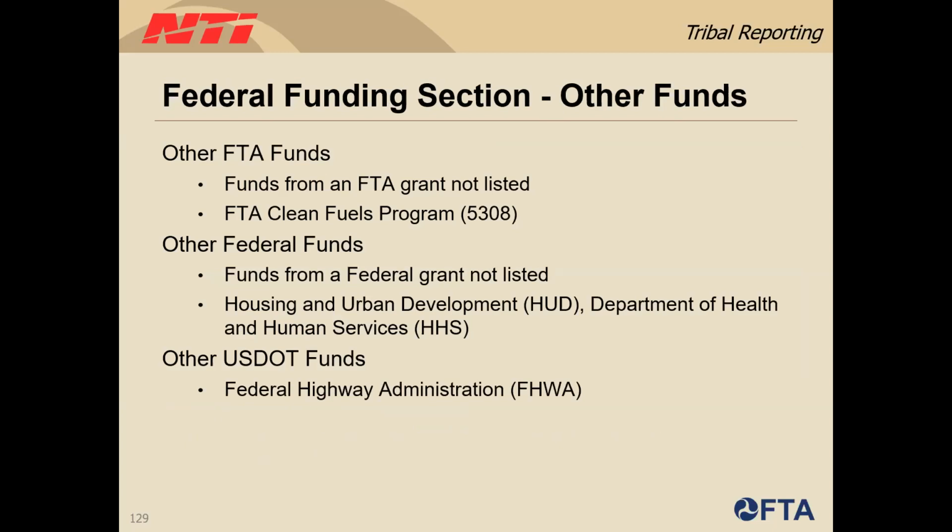Examples of other FTA funds include those not listed already in the form, such as Section 5308 FTA Clean Fuels Program. Examples of other federal funds may include Housing and Urban Development or HUD funds, or any other non-FTA federal source. Other US DOT funds will include funds that come from the Department of Transportation that are not FTA funds, such as the Federal Highway Administration.